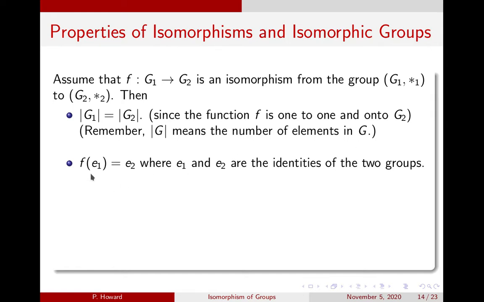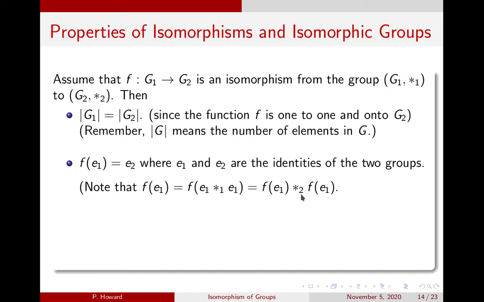If f is an isomorphism, then f of E1 has to be E2. E1 is the identity in the first group, E2 is the identity in the second group. And here's the reason for that. We calculate f of E1 by first replacing E1 by E1 star 1 E1. We know when you multiply the identity by itself in any group, you get the identity. And then we use the isomorphism equation.